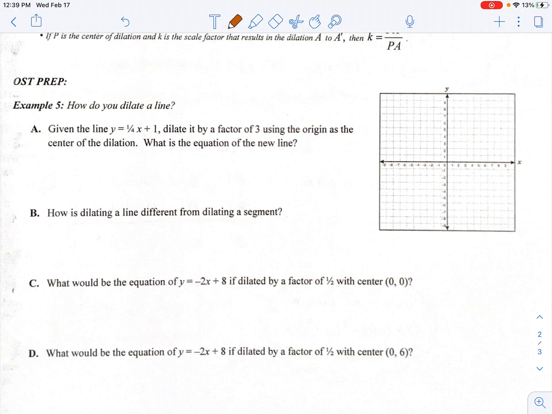This next one, this is some OST prep. This is a commonly asked question on the OST, and it's talking all about equations of lines, and how we dilate a line. Dilating a line isn't that bad. When we dilate a line, the slope stays the same.